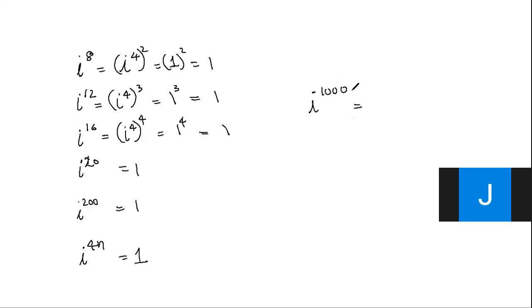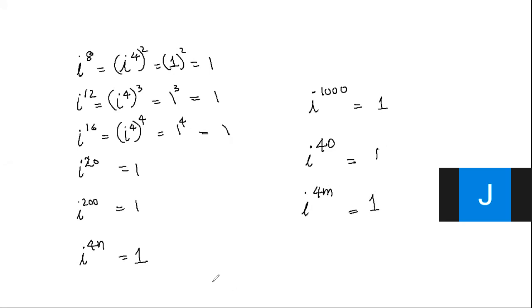Immediately you have to ask the question, is 1000 a multiple of 4? Yes. Then your answer is 1. Understood? Okay. I raised to 40, how much will be the answer? 1. So from this, my conclusion, I raised to any multiple of 4 will be 1.